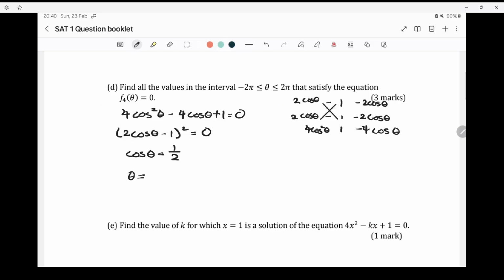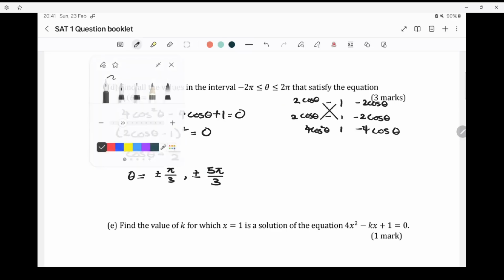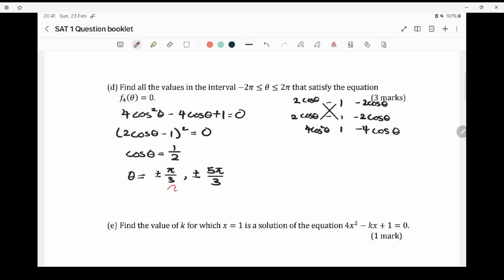So theta will be equal to plus or minus pi over 3, plus or minus, so it will be 2 pi minus pi over 3, 5 pi over 3. So those are the values. So 1, 2, 3.